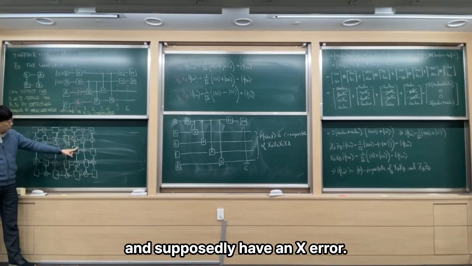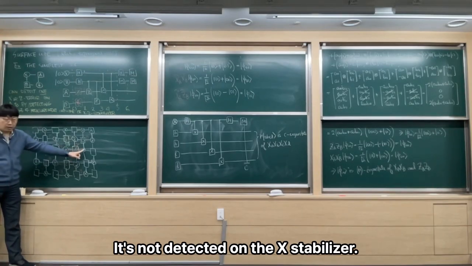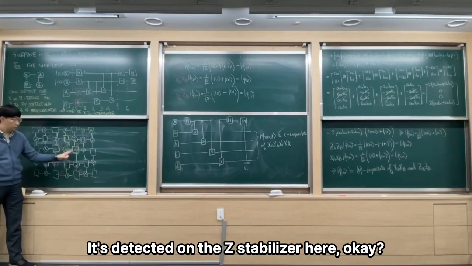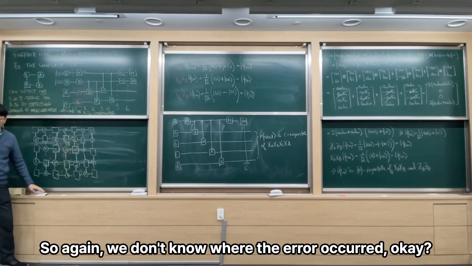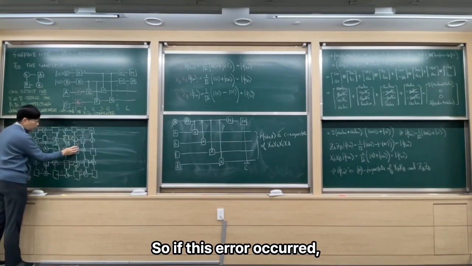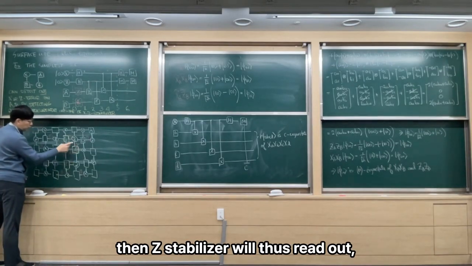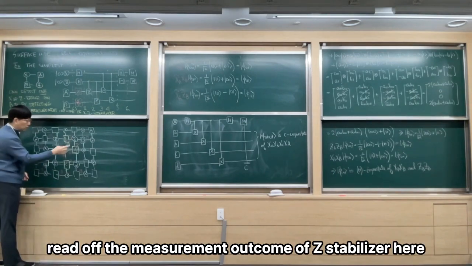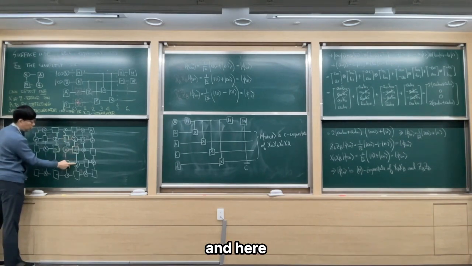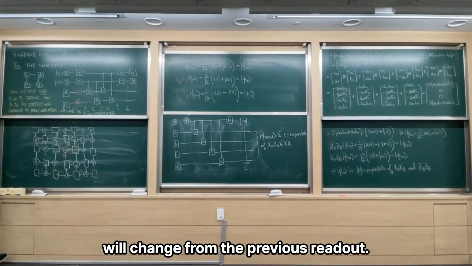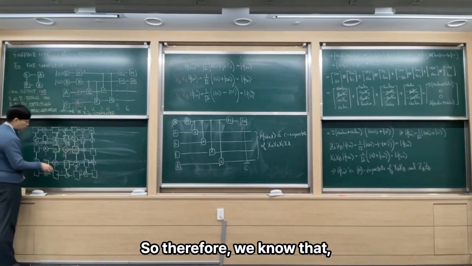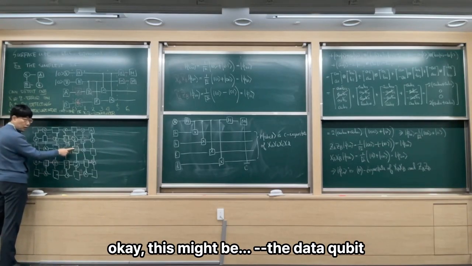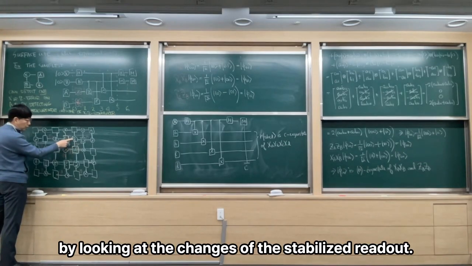So in the detection case, we only talk about the error on the data qubit. And suppose we have an X error, it's not detected on the X stabilizer. It's detected on the Z stabilizer here. Okay? So again, we don't know where the error occurred. If this error occurred, then the Z stabilizer readouts here and here will change from the previous readout. So therefore, we know that, okay, this might be the data qubit that has X error, by looking at the changes of the stabilizer readout.